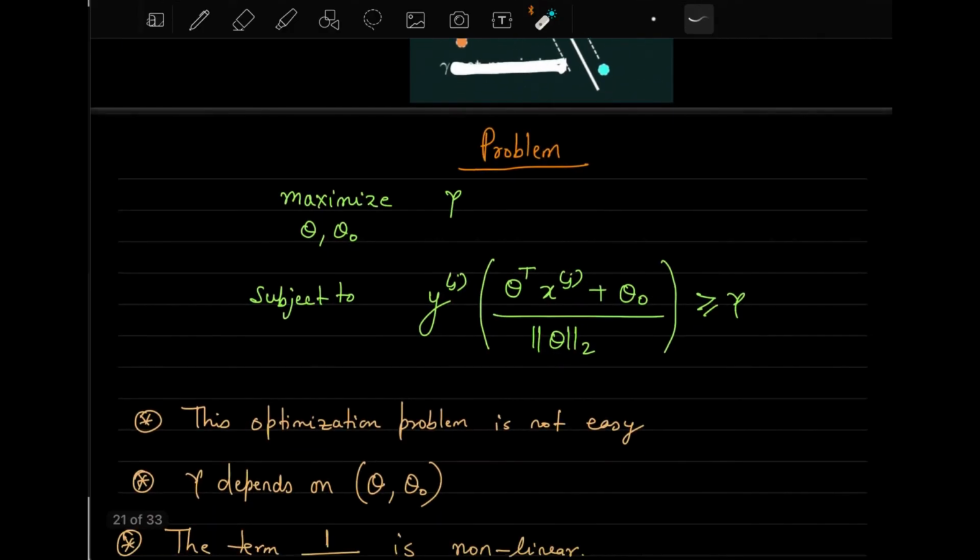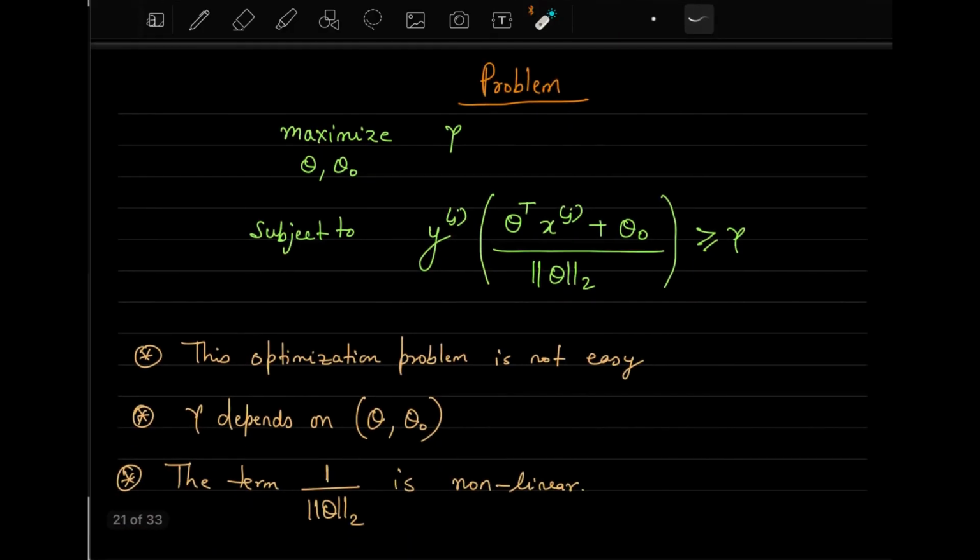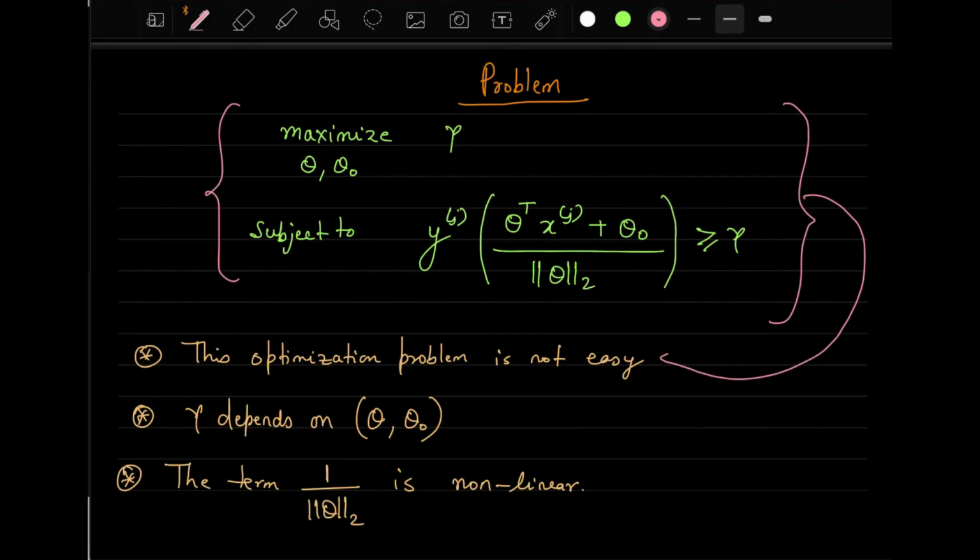So now we recall our optimization problem of the support vector machine, which we have written over here again. Note that we have some problems here. We cannot solve this optimization problem straight away because it has some problems. And what are those problems? This particular optimization problem is not easy to solve, and the reason is that your gamma, as I told you, is a function of theta and theta 0, as we discussed also.